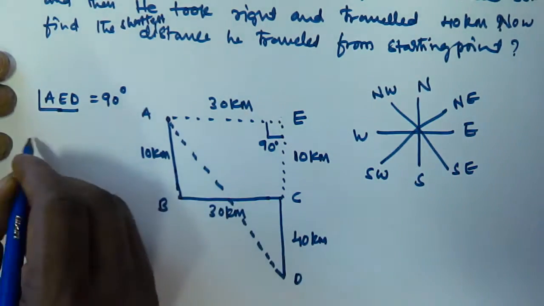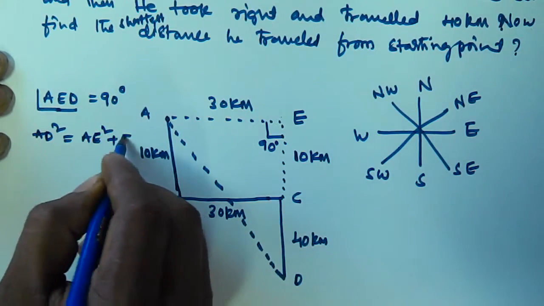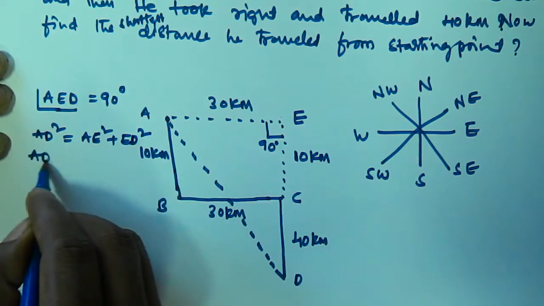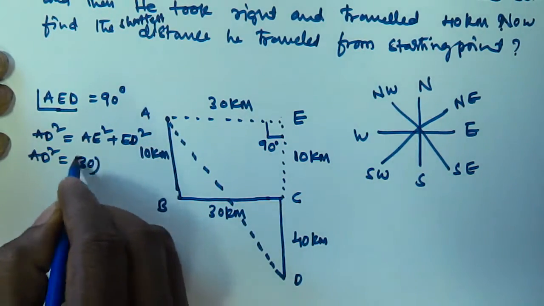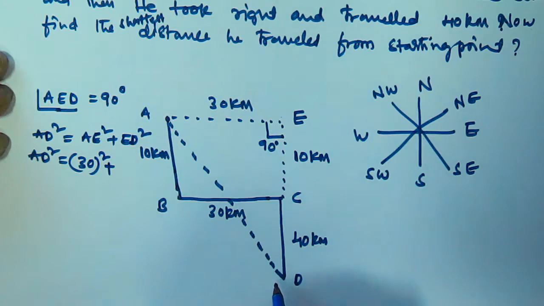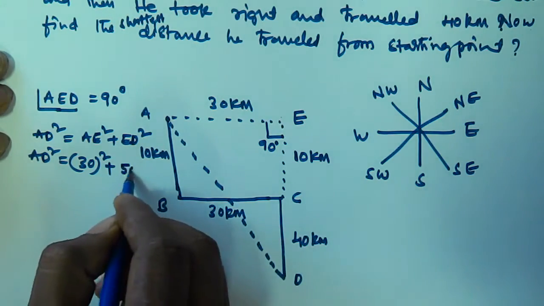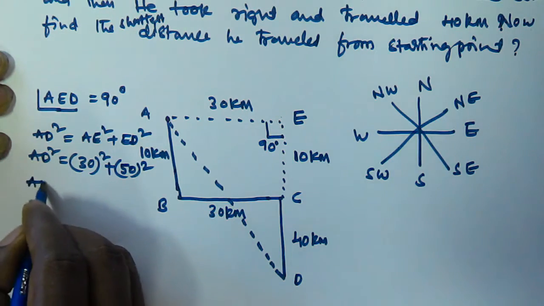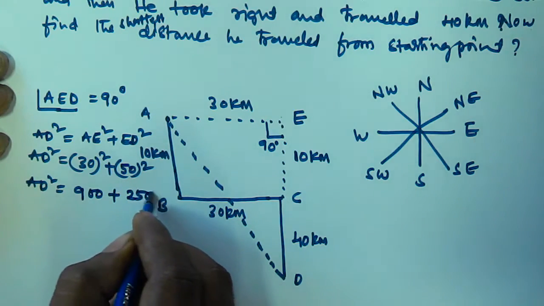Then AD square is equal to AE square plus ED square. Here AE is 30, so that is 30 square plus ED, which is 40 plus 10, 50 square. So now AD square is equal to 30 square, which is 900, plus 50 square, which is 2500.